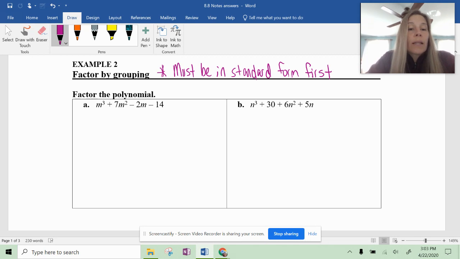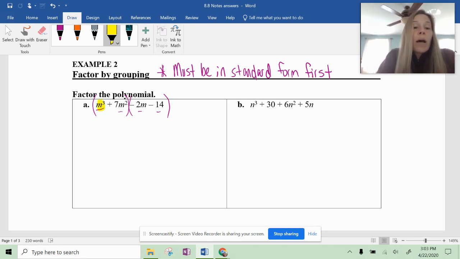So if we take a look at example A, we have m cubed, plus 7m squared, minus 2m, minus 14. It's in standard form because it starts out with the highest exponent and works its way down in descending order all the way till you get to a constant. Then you're going to group your first two terms together and take a GCF out of those, and then group your second two terms together and take your GCF out of those, just like we do with the AC method.